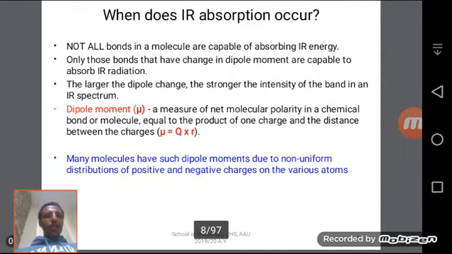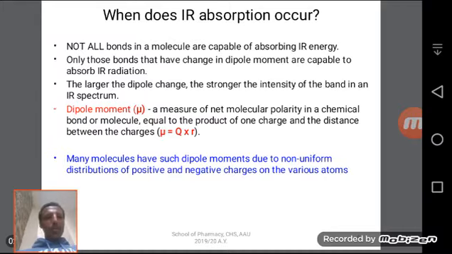Not all bonds in a molecule are capable of absorbing infrared energy. Only those bonds that have a change in dipole moment are capable of absorbing IR radiation, because IR radiation is absorbed only when there is a dipole moment. That dipole moment comes from the partially negative and partially positive charges of the interacting atoms, because of their electronegativity and electropositivity. The larger the dipole change, the stronger the intensity of the band in an IR spectrum.